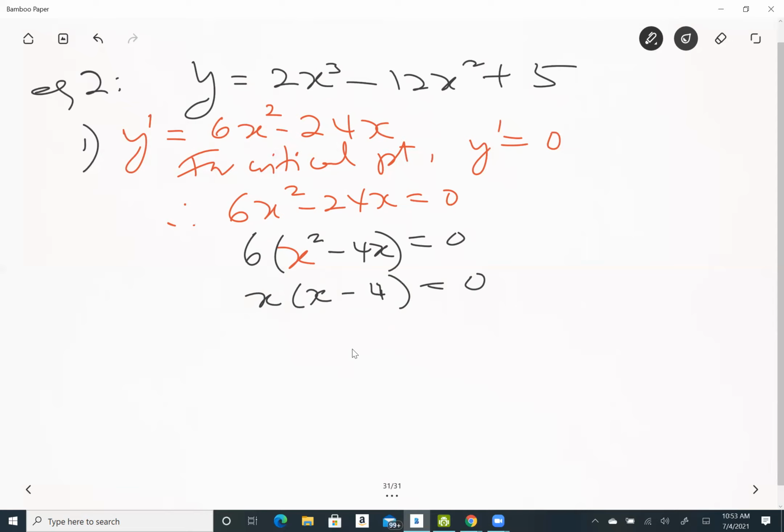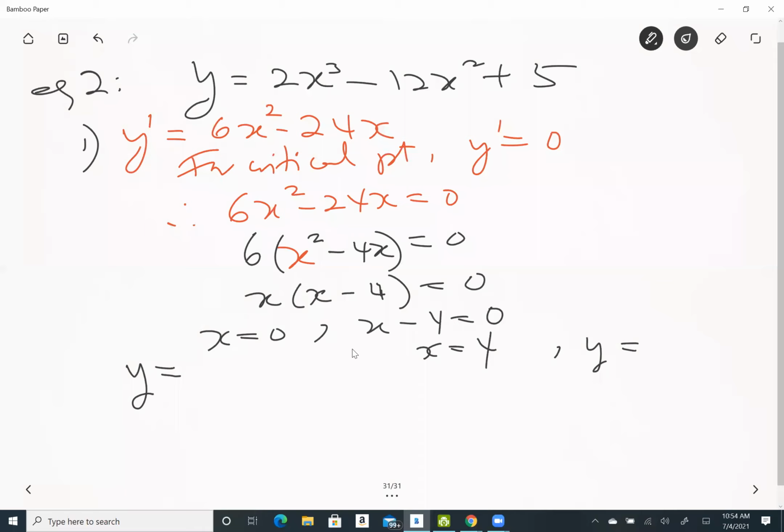So this is like a quadratic function. So there will be 2 roots, correct? Quadratic function, 2 roots. That means there will be 2 critical points. Number 1, you set x equal to 0. And number 2, you set x minus 4 equal to 0, x equal to 4. So you got 2 points, x equal to 0, x equal to 4. Of course, you want to find the value of y over here and the value of y over there.